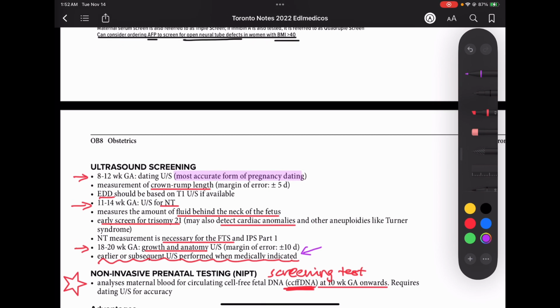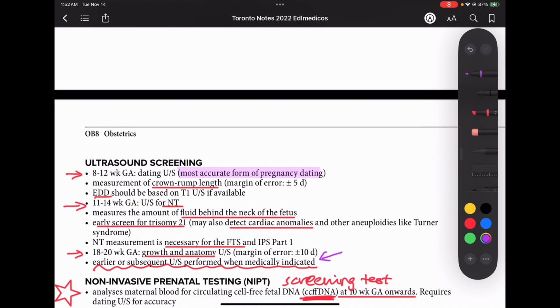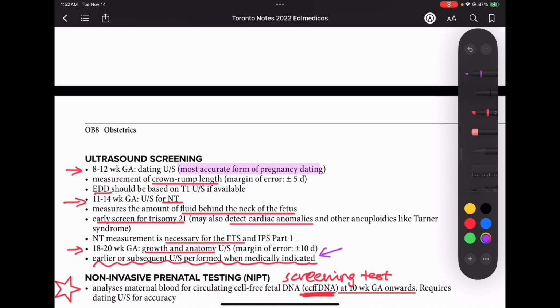Let me give you a quick look of ultrasound screening in this paragraph too. So first one is 8 to 12 weeks gestational age. That is the dating ultrasound. That is the most accurate form of pregnancy dating and getting the EDD out of it. It should be based on first trimester ultrasound. And we also measure crown-rump length in this one.